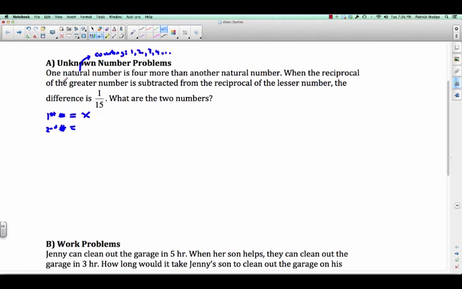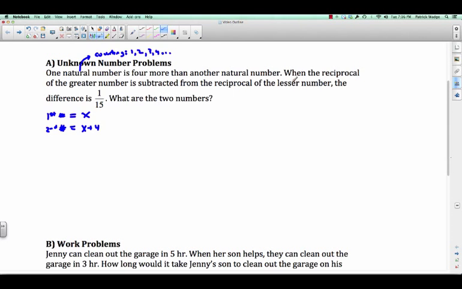So what do we know about the second number? Well, it says one natural number is 4 more than the other natural number. So if one number is x and the other one's 4 more, how much is the second one? X plus 4. No, you could also call the other one x minus 4, and then that would be the smaller number and x would be the biggest number. But the way I've written it, x is the smaller number and x plus 4 is the bigger number.